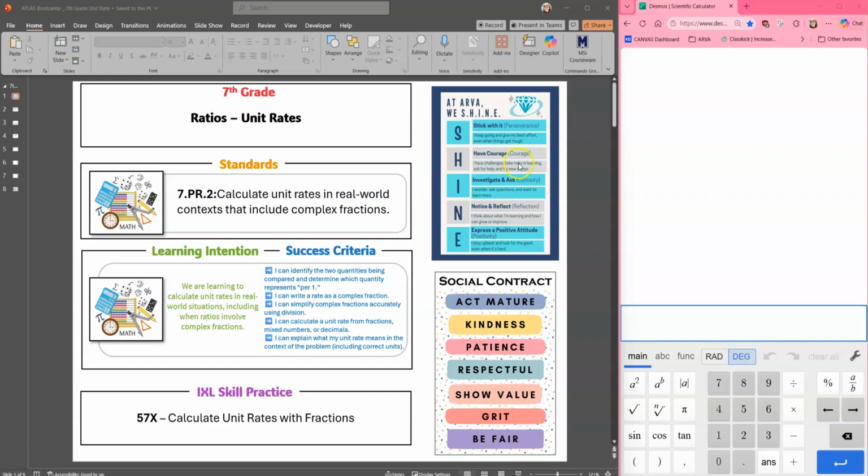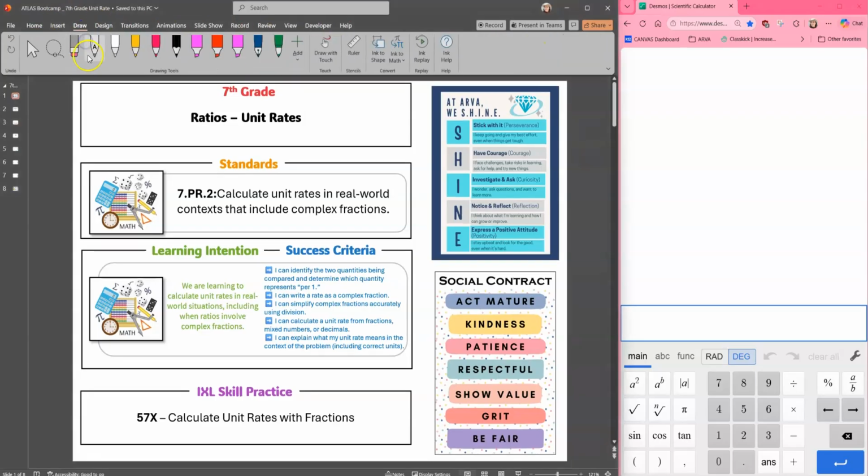On the right-hand side, we have our ARVA Shine document and our social contract. Since we're not in a face-to-face live session, we're not going to pick a focus in the social contract because we're not being super social right now. But we are going to focus on one of these Shine characteristics. And the one that we're going to focus on, I should say, is this one right here. This is almost always the one I choose.